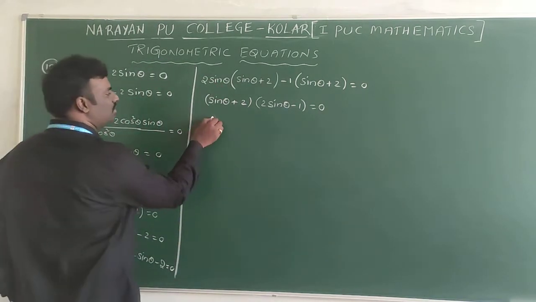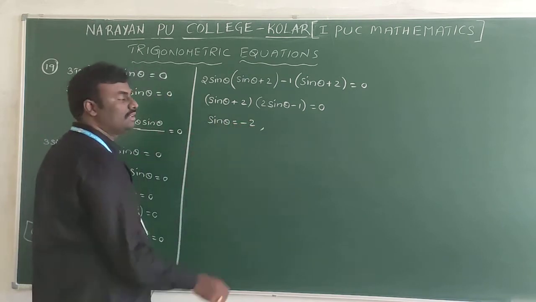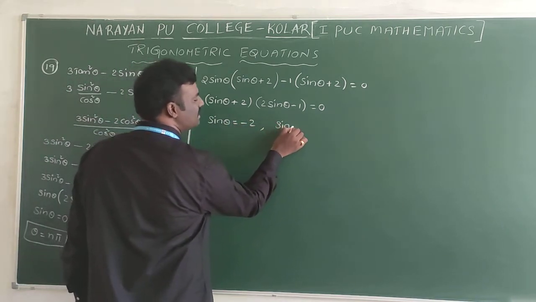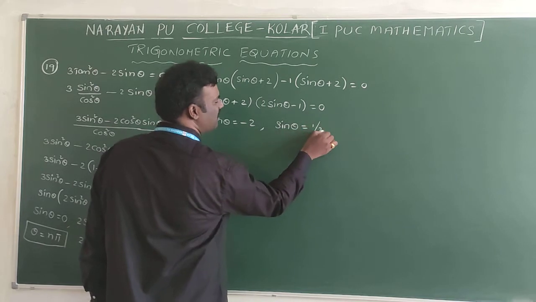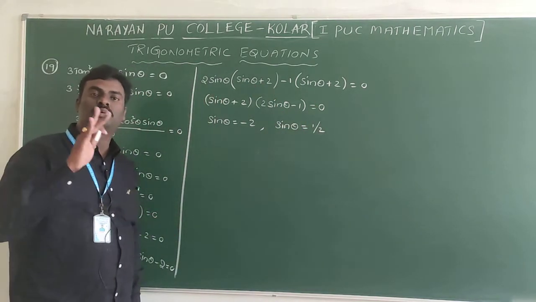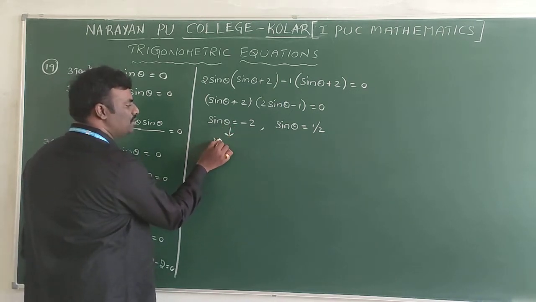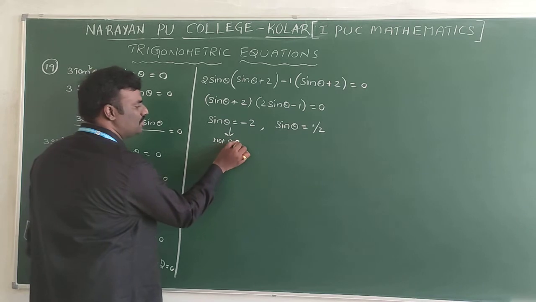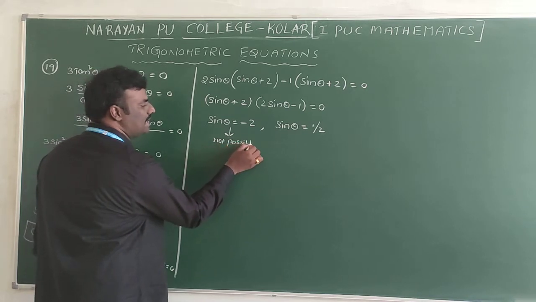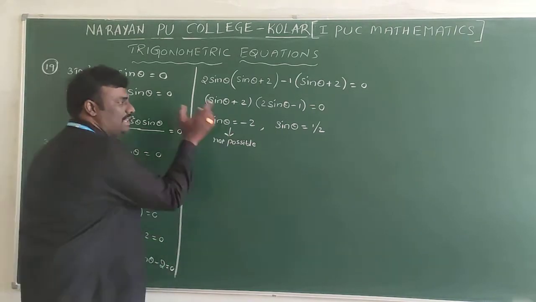From this equation you will get sin theta is equal to minus 2 and sin theta is equal to 1 by 2. But the sin range is minus 1 to plus 1. That's why this minus 2 value is not possible, because the sin range is always minus 1 to plus 1. That's why don't take this value.